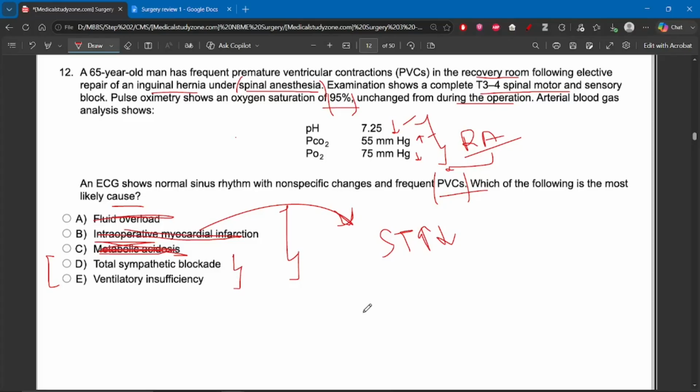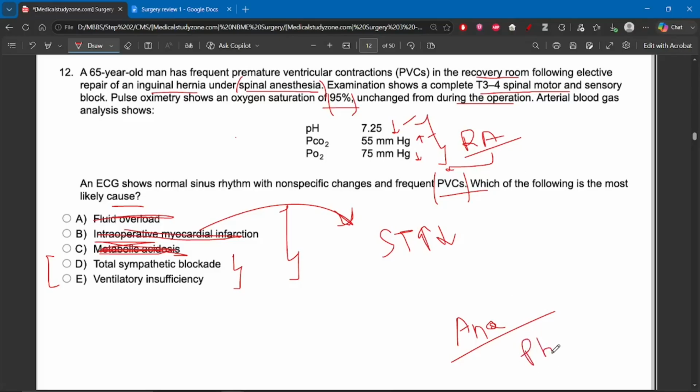Now there's a fact that you need to remember: when the patient is undergoing spinal anesthesia, and when they're mentioning the spinal roots, you need to have a little bit of knowledge of anatomy over here, or you have to have a little bit of knowledge of physiology over here.